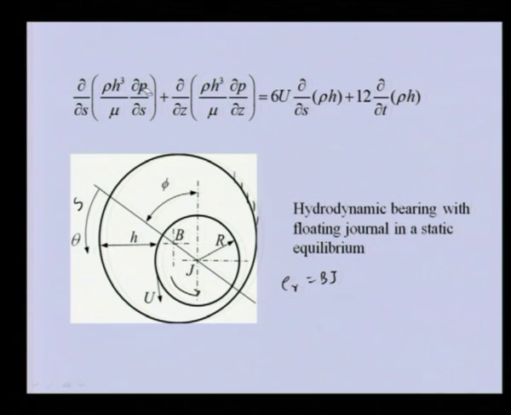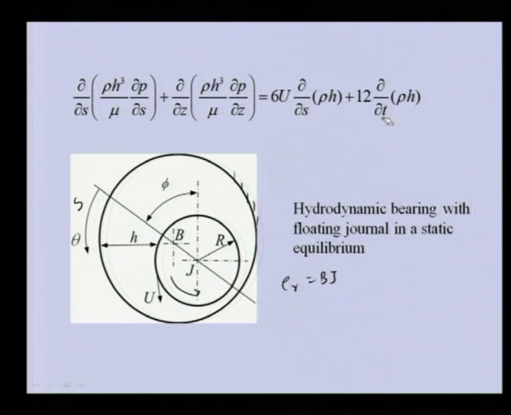You can see P is the pressure inside the fluid, and S is the circumferential direction, and Z is the axial direction. So, axial direction is the Z axis direction. So, pressure variation can be there in the axial direction or the circumferential direction. Rho is the density of the fluid, H is the film thickness, nu is the viscosity. Here the journal velocity is u.